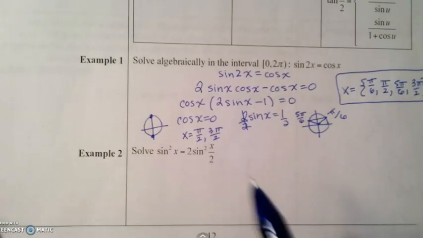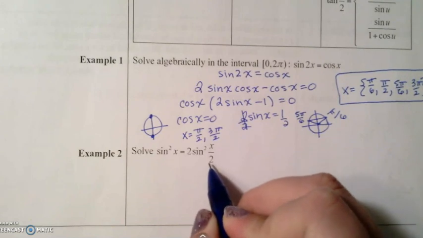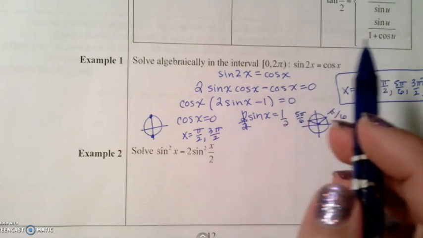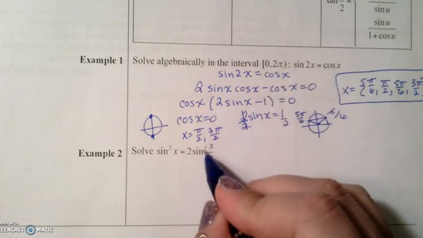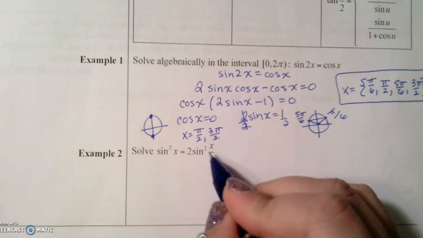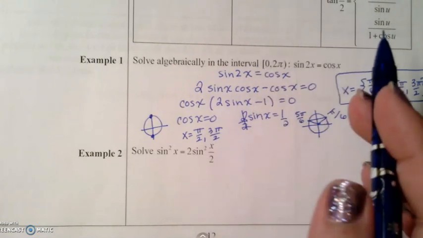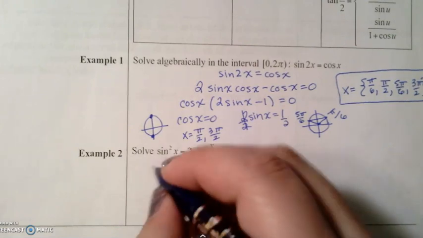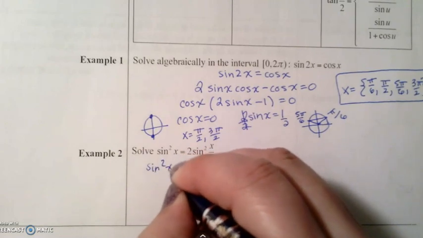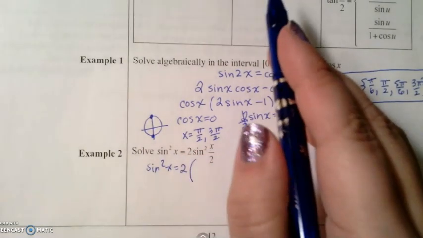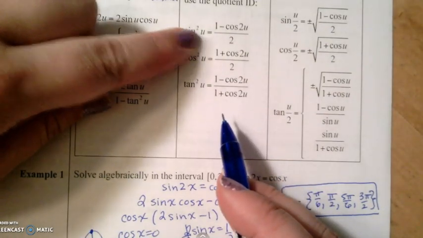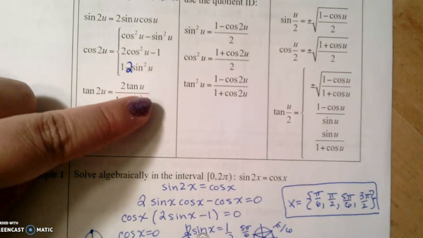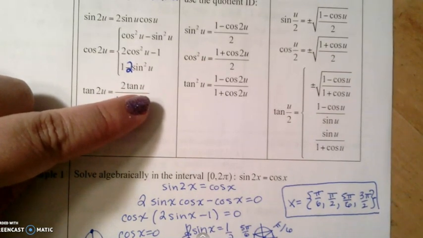Alright, so in example 2, I notice this is a half-angle identity. Remember, our half-angle identities came from the power-reducing identities. So if I'm looking at this, this is squared and a half-angle. So instead of taking the square root and substituting the half angle, I'm just going to substitute the half angle into the power reducing identity. So we have sine squared x equals 2 times my identity for sine squared, but I'm replacing u with x over 2. So 1 minus cosine of 2 times x over 2 is just x over 2.